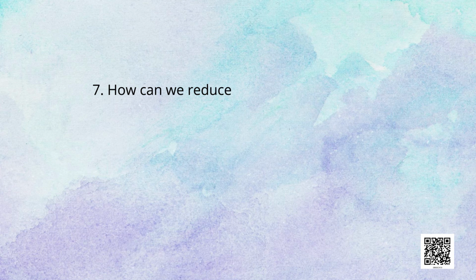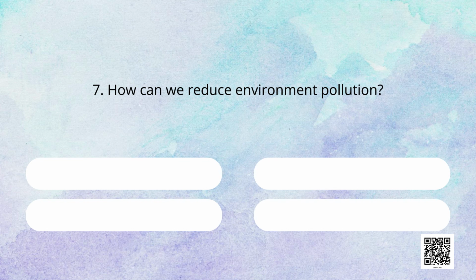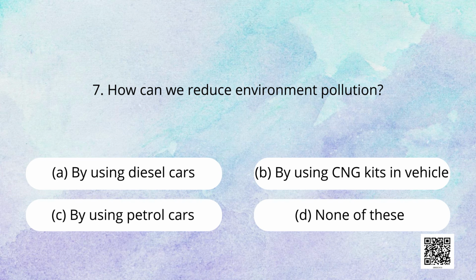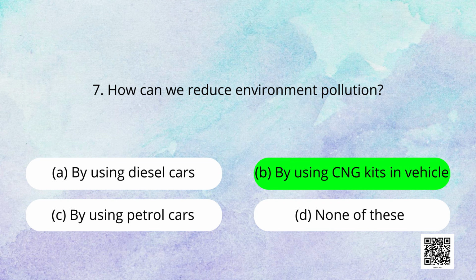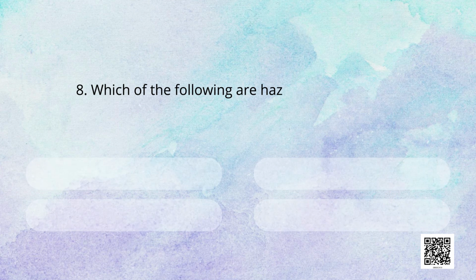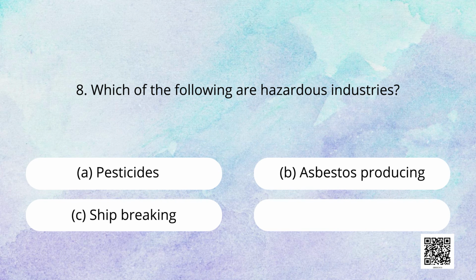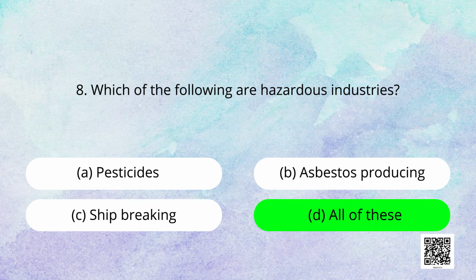How can we reduce environment pollution? By using diesel car, by using CNG kits in vehicles, by using petrol cars or none of these? So, the environmental pollution can be reduced by using CNG kits in the vehicle. Alright, which of the following are hazardous industries? Pesticides, asbestos producing, ship breaking or all of these? Yes, the correct option is option D, all of these.